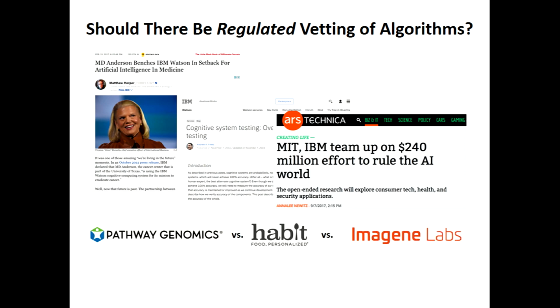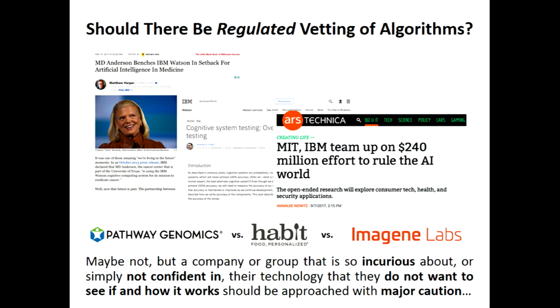There are many companies in the nutrition field that are proposing algorithms. So Pathway Genomics in my backyard in San Diego, Habit, Imaging Labs, all have services where you pay some money, you have your genetics profiled, and then they'll give you recommendations on what diet might be optimal for you. They all have slightly different algorithms. Should there be a scientific bake-off between these algorithms? This is a reasonable question to ask. So in answering this question, should there be regulated vetting of these algorithms? I would argue maybe not, but any group or company that is so incurious about their algorithms, not to want to show that it works, you might want to be skeptical about.